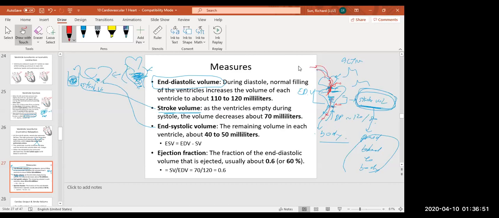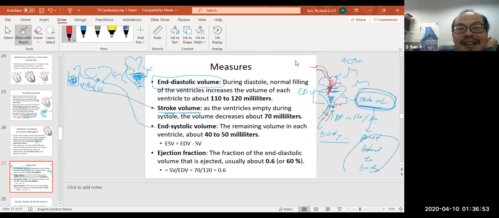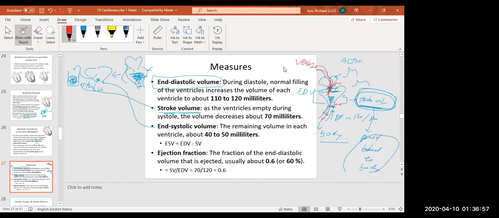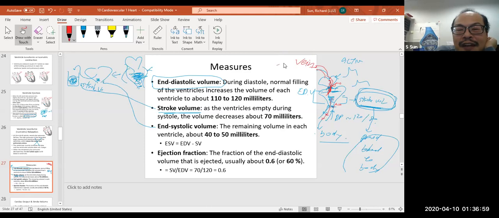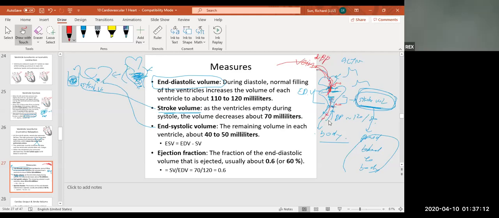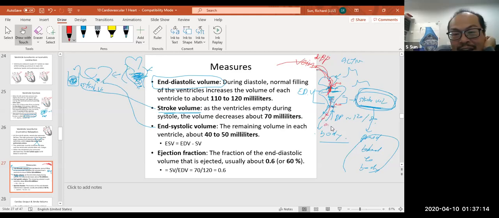The aorta. Atriums connect to the vein. So the body has blood from the vein going to the atrium, going to the ventricle. So the atrium has the vein. The vein has a very low blood pressure, very low BP. And in contrast, this aorta has very high BP.